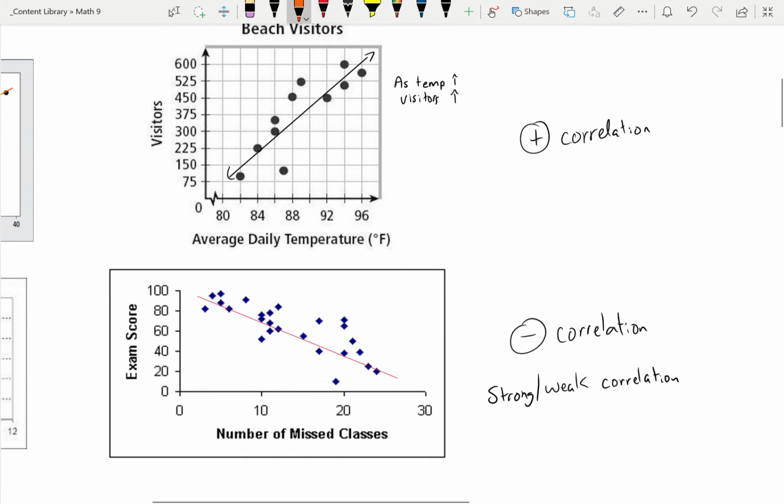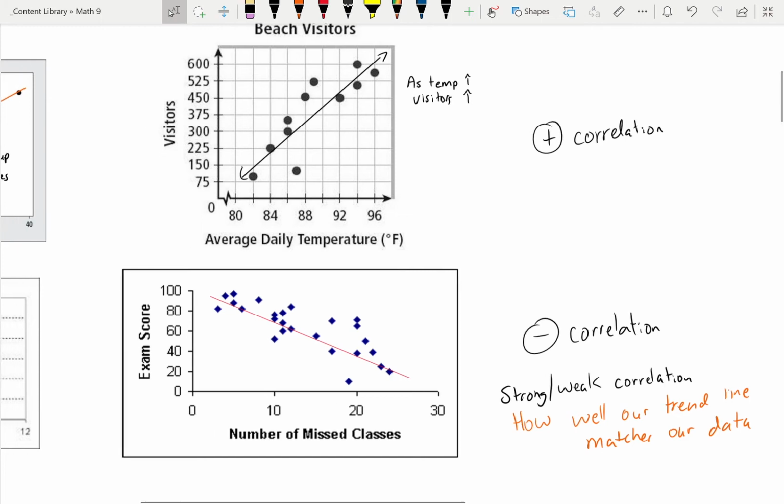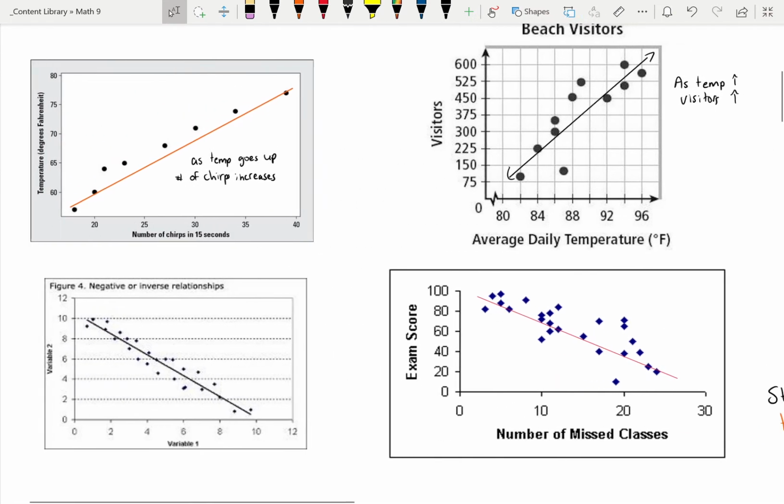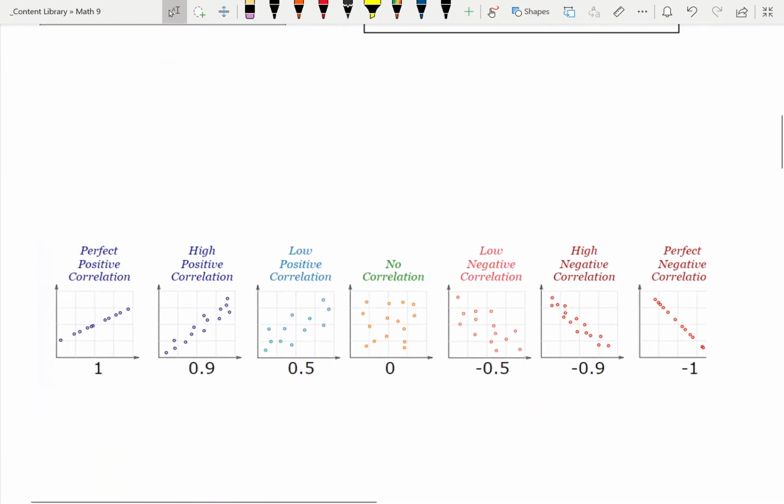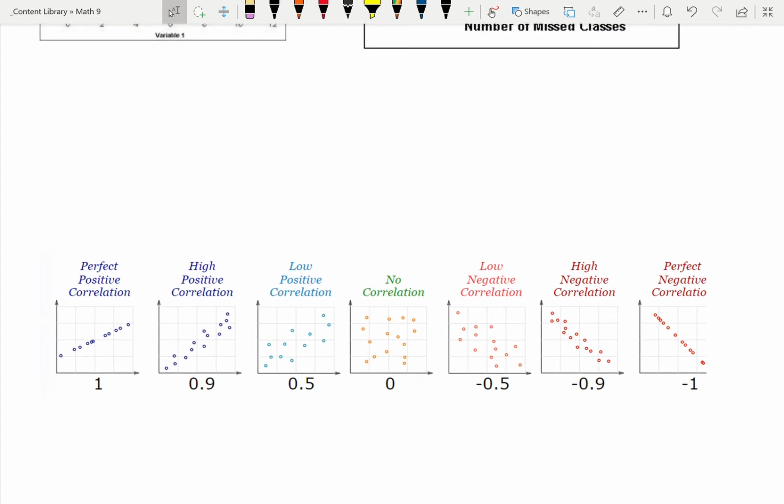And this is how well our trend line matches our data. So how strong our correlation is relates to how closely connected these two variables are. To show you what this looks like, don't worry about the bottom values, the numbers we're not really going to talk about. It's something called an R value. It basically shows how correlated they are.